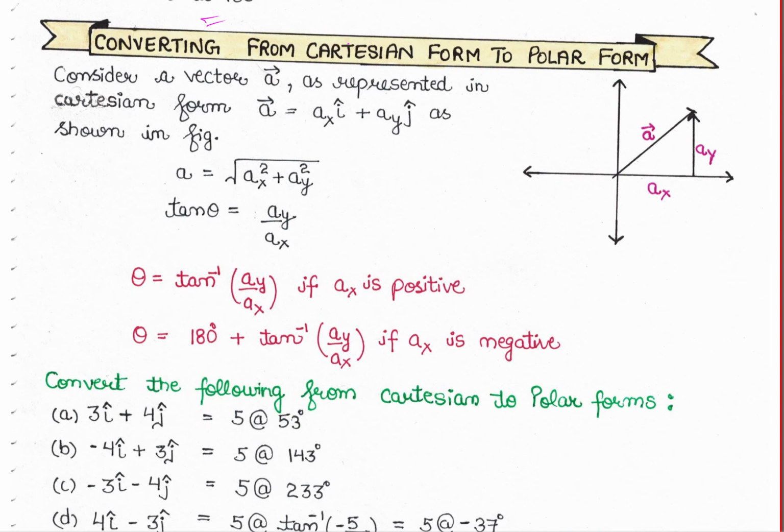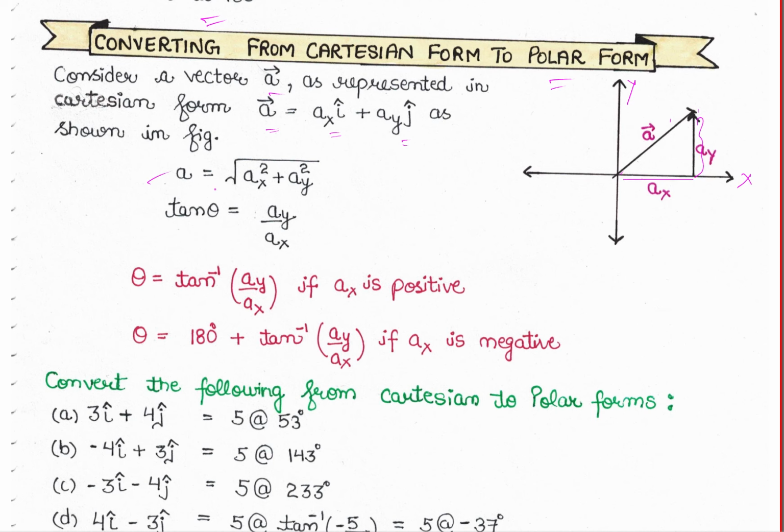Now converting from Cartesian form to polar form. Consider a vector A represented in the Cartesian form like this. A vector is equal to ax i cap plus ay j cap as shown in the figure. This is our A vector, this is our x-axis, this is our y-axis. This component is ax and this component is ay.